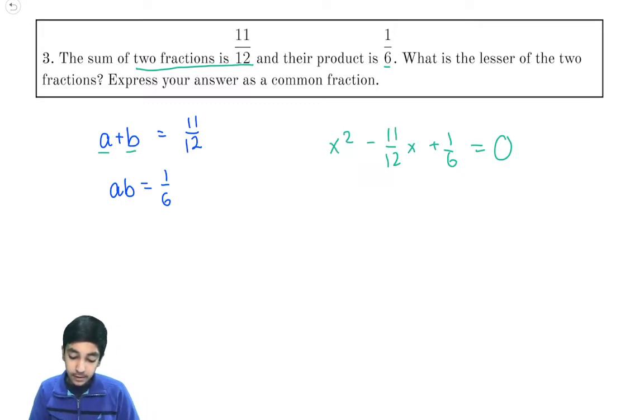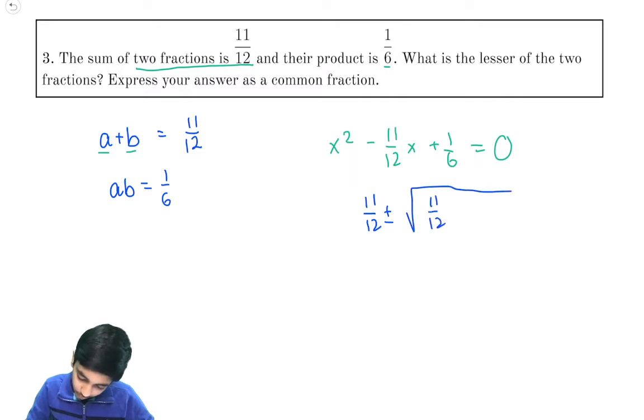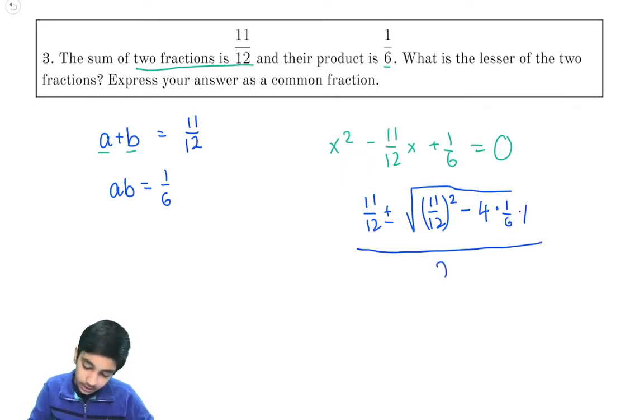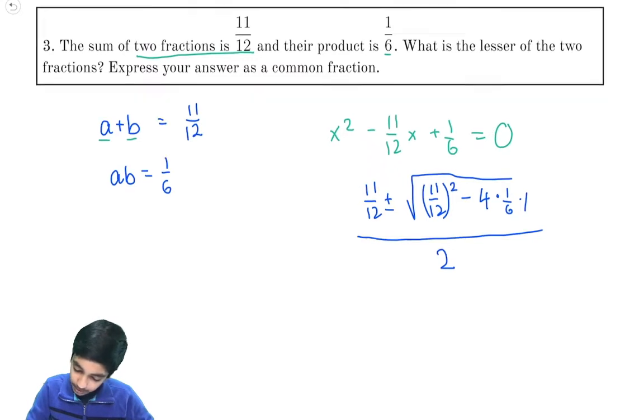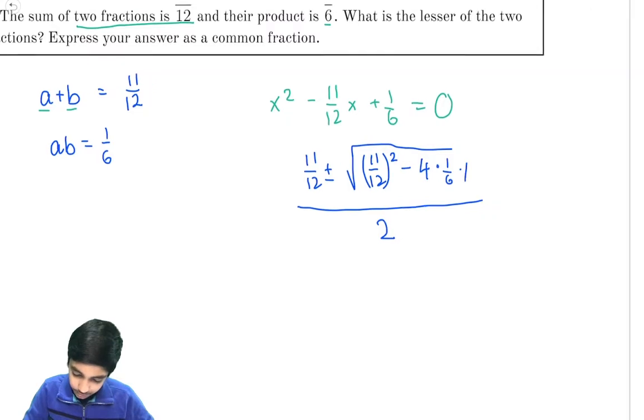Just to summarize the steps in case you find it confusing, we know the sum of the two roots is 11/12, and the product is 1/6. So a and b, the two fractions, will be roots of this new quadratic, with a sum of 11/12 and a product of 1/6. And then we can use the quadratic formula to get negative b plus or minus the square root of b squared minus 4ac, over 2a. So that's 11 over 12 squared minus 4 times 1/6 times 1, over 2, with a just 1. So I'm just applying the quadratic formula here. Pretty simple application.